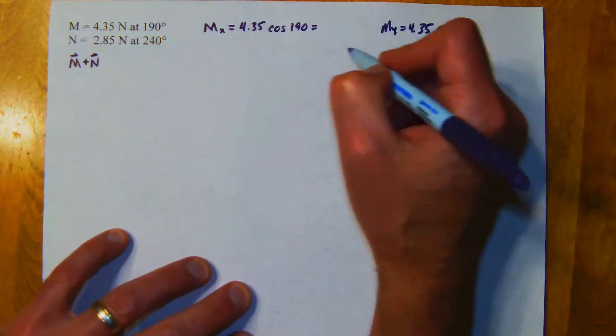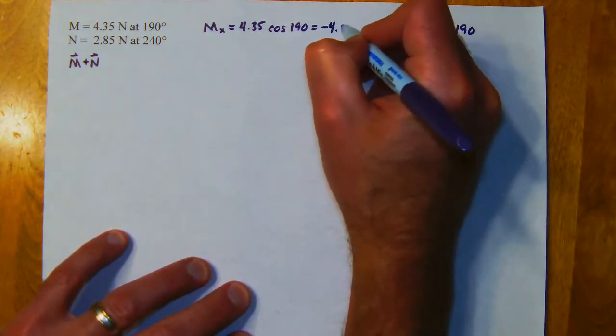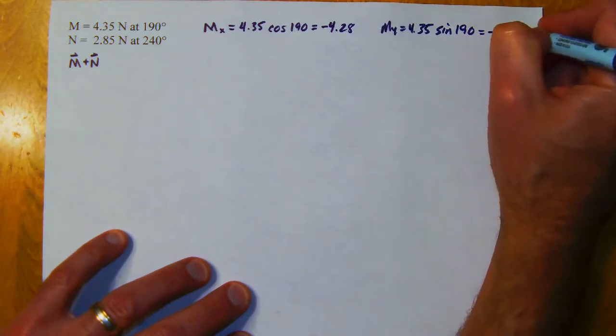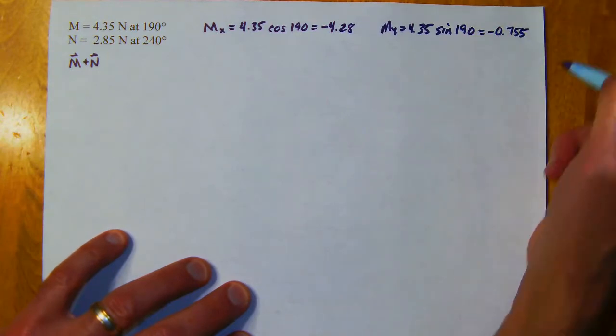And to do that, I punch it in my calculator. I'm going to get negative 4.28 for my x value. I'm going to get negative 0.755 for my y value.